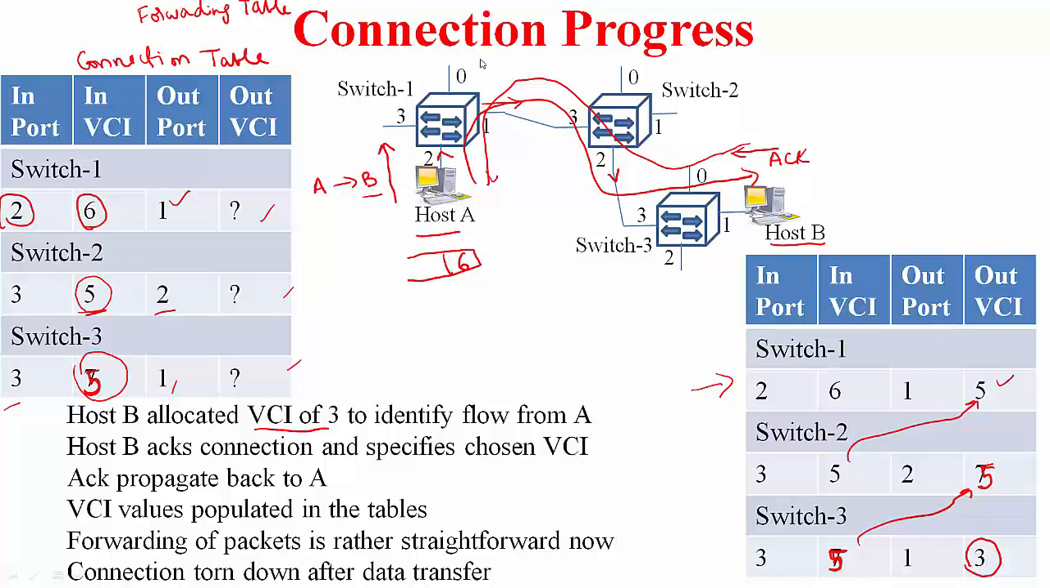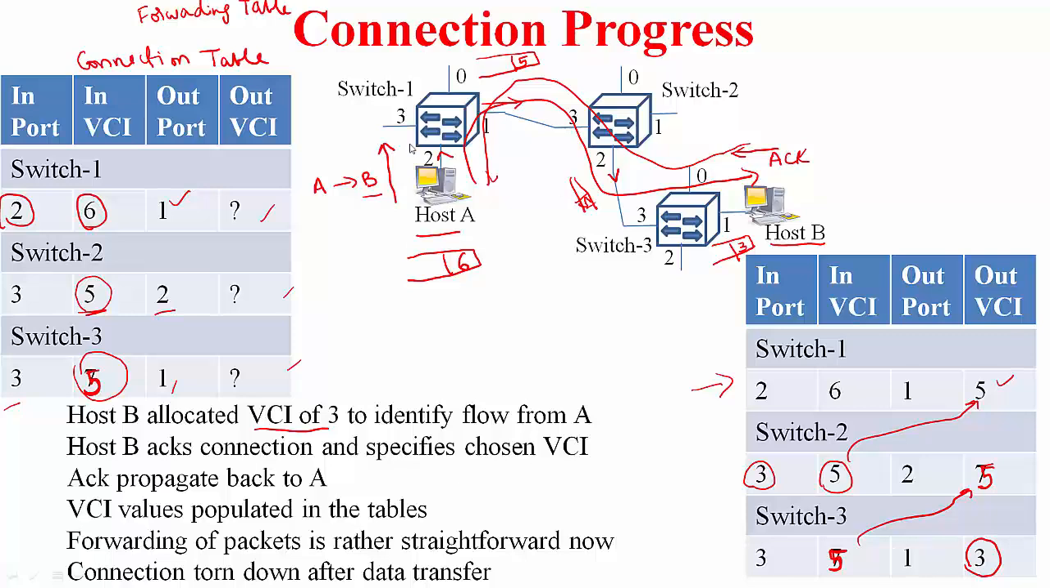In fact, this is the table you should look at. So this is going to forward this particular packet, but it is going to replace this VCI 6 with VCI 5. Now when the packet reaches switch 2, again it's going to look at the connection table. So this packet has come on port 3 with VCI 5, which means I have to send it out on port 2 with VCI 5. So it's again going to send this packet, but it will change the VCI from this to this. In this case it turns out to be the same, but if it were different it would change it. And similarly at switch 3, when it is going to send it out to host B, it changes the VCI to 3.